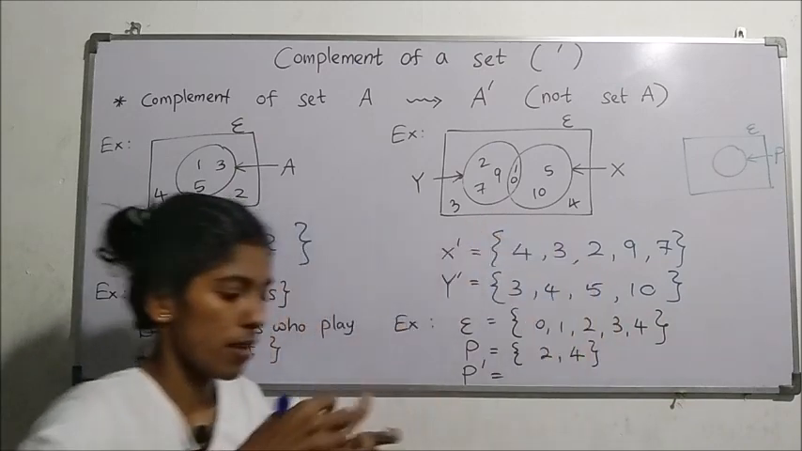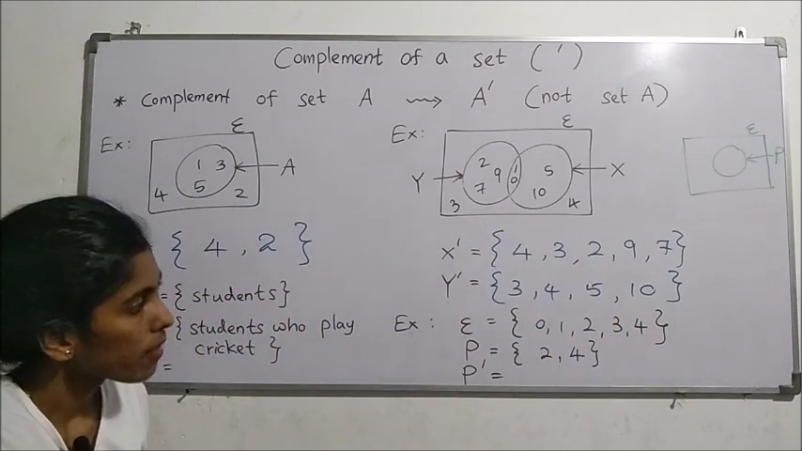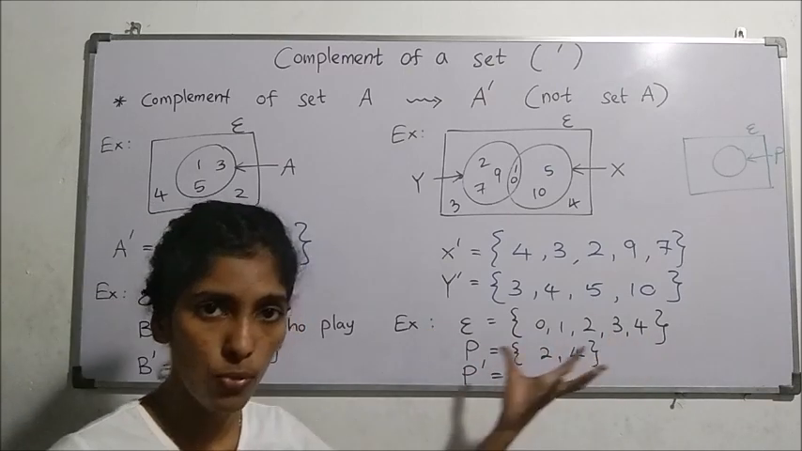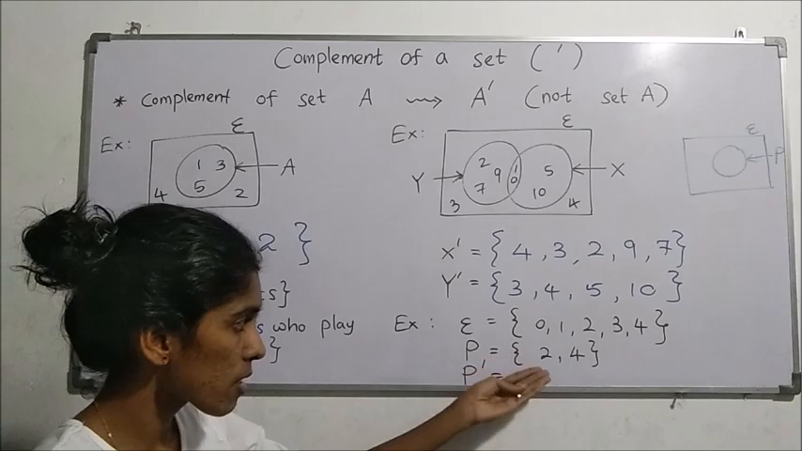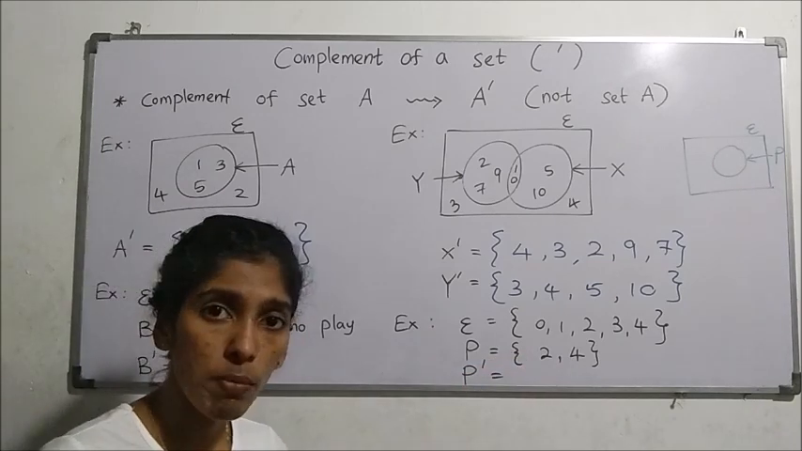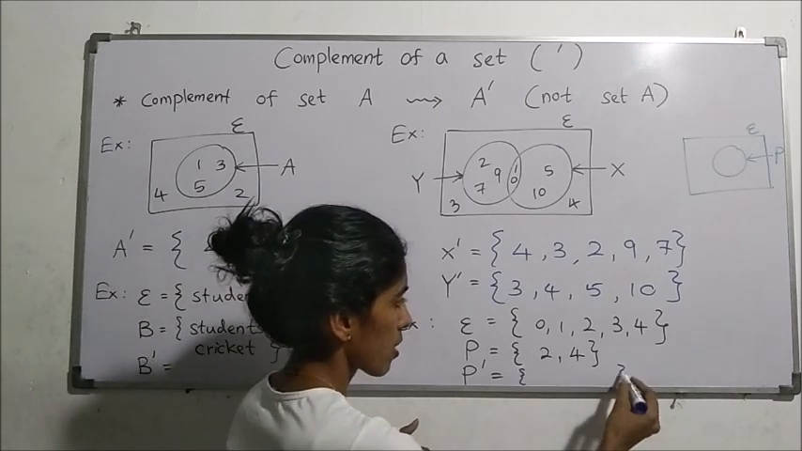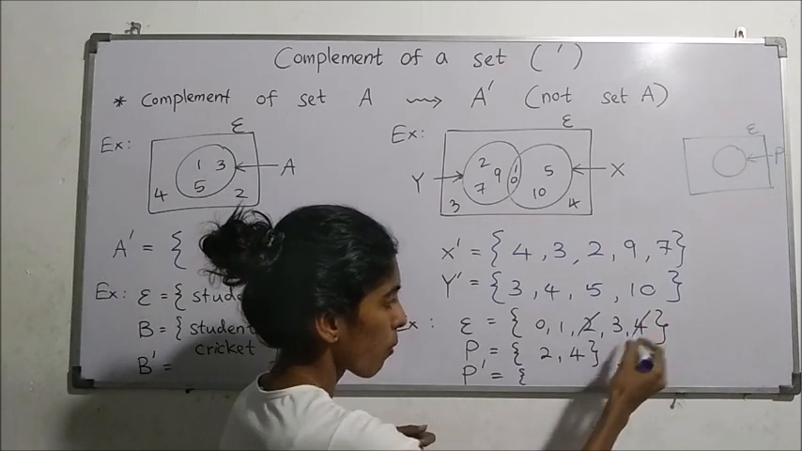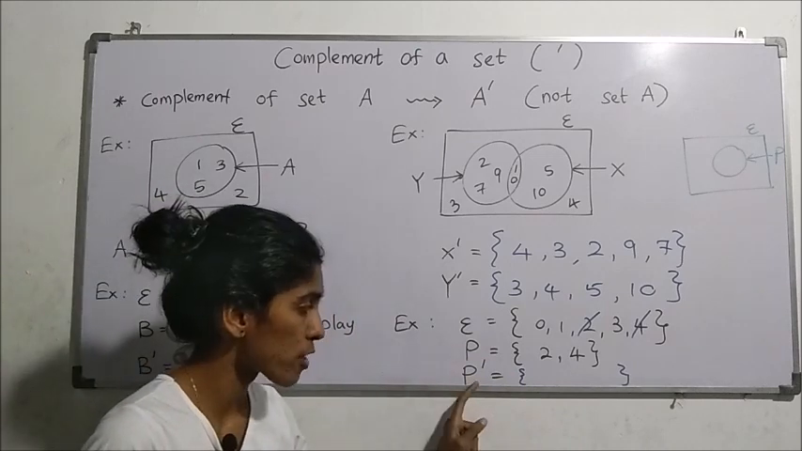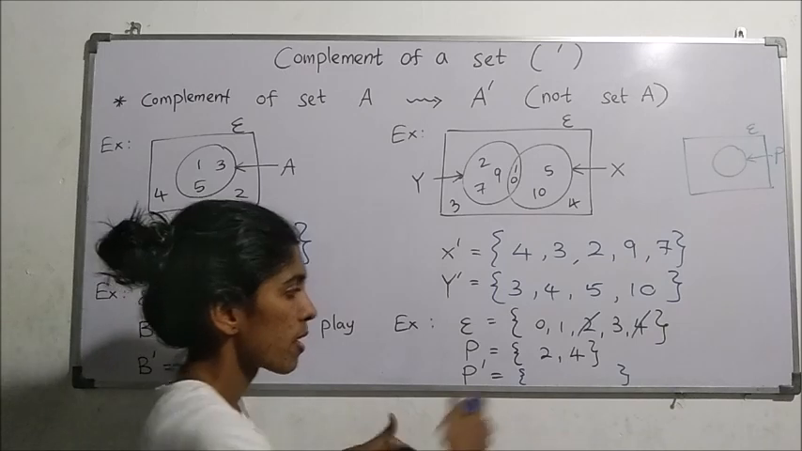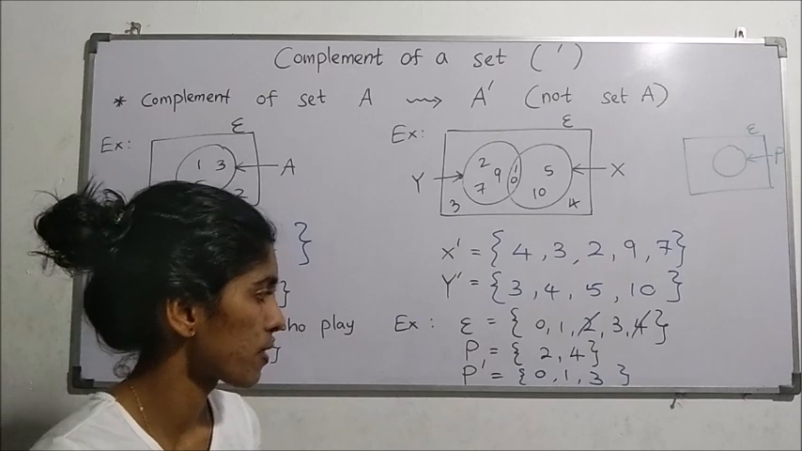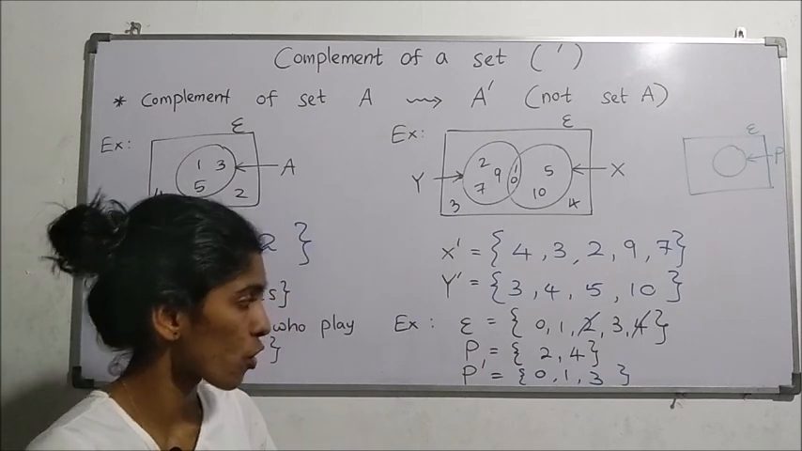Okay, right. Then in our last example, as the universal set, I have given you the numbers 0 to 4, and for set P we can see 2 and 4 as the elements. If it is so, what should P dash be? Numbers 2 and 4 are the elements in set P, no? So P dash means not P. That means 0, 1, 3 do not belong to set P. So that is P dash.